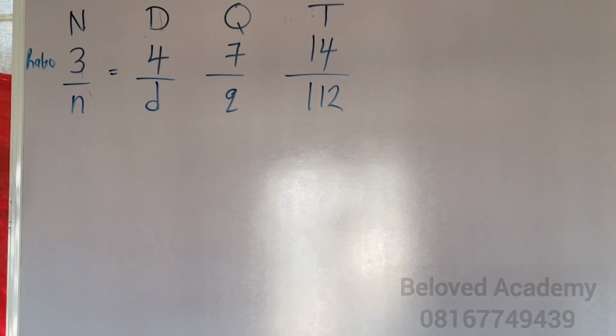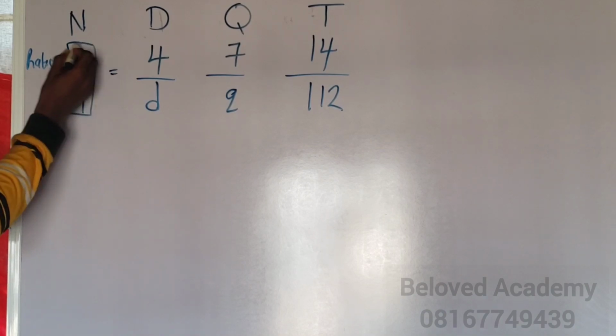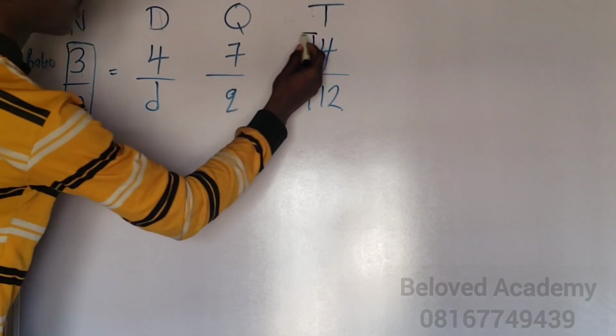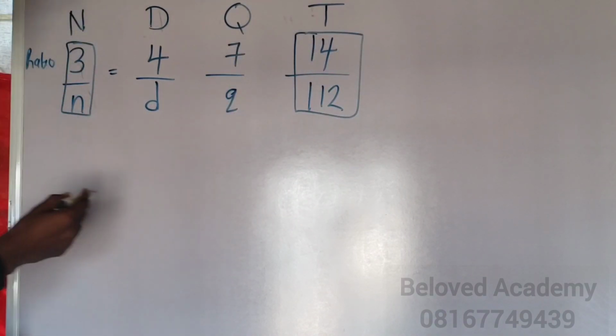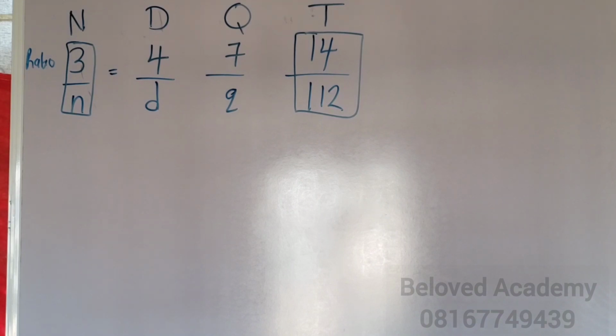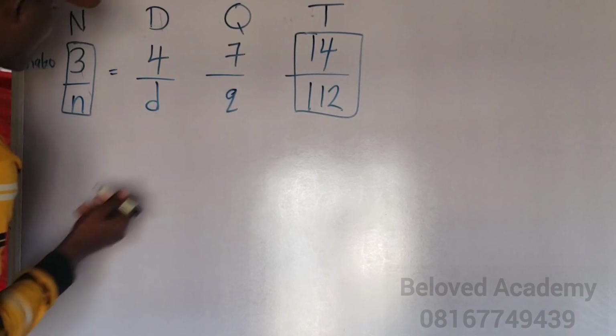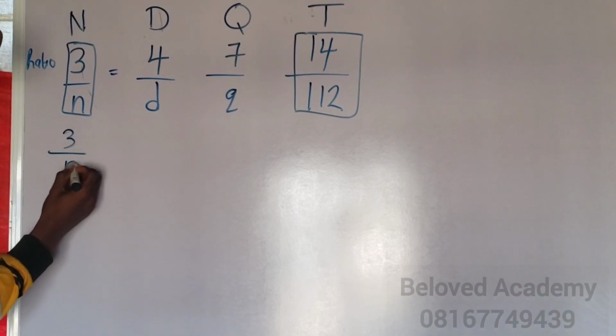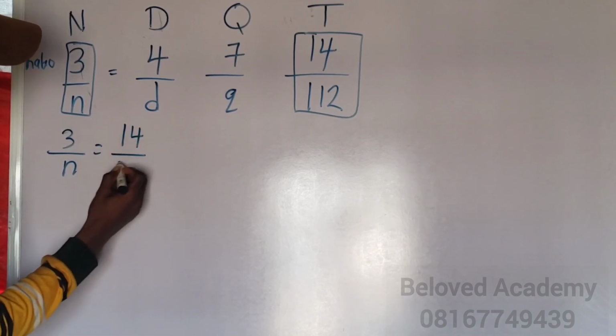We can easily determine this. Just set this fraction equal to the total. This fraction 3/n equals the total. You understand? Please pay attention. We are asked to determine the nickel coin. This is the fraction of the nickel coin. That is 3 over n is equal to 14 over 112. So I'm going to have 3 over n is equal to 14 all over 112.